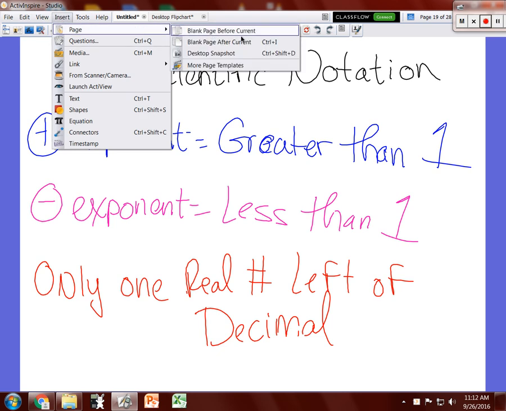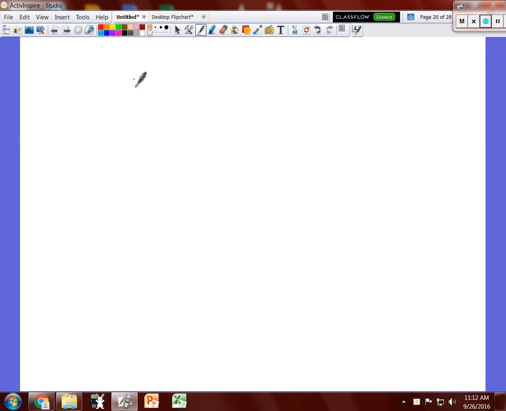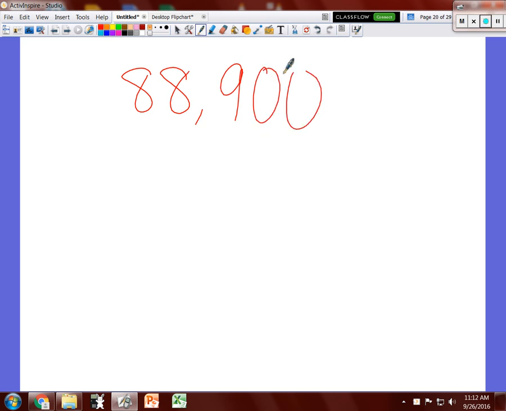Okay, number 16 is 88,900. Okay, so let's start off with significant figures. How many would you have in that number as is? 3. Very good. Again, one more time. Decimal point present or absent? Absent. The most missed part.